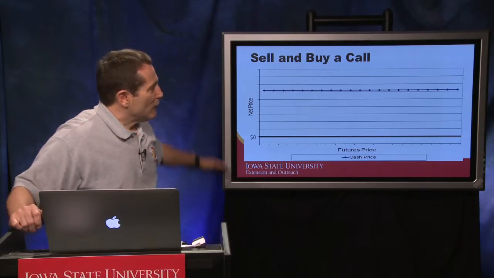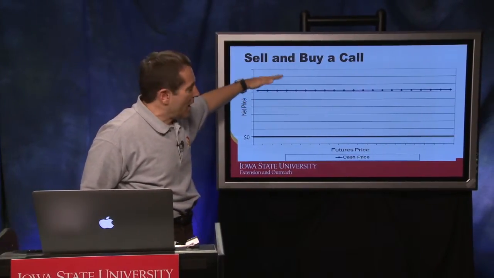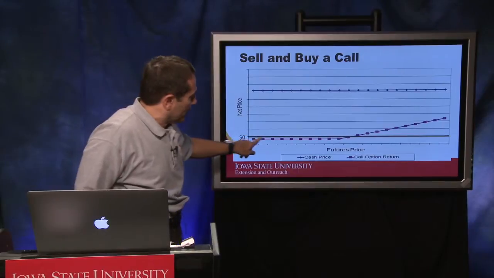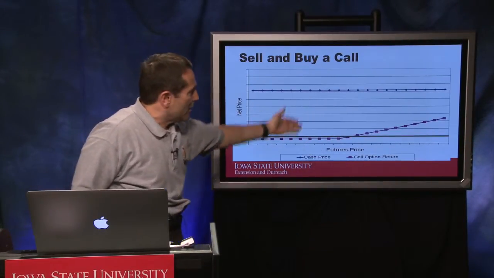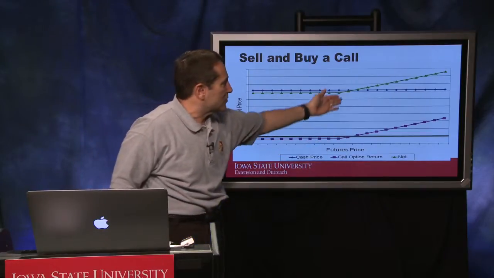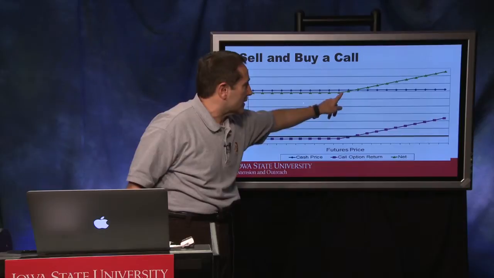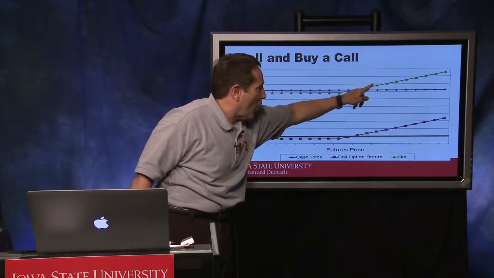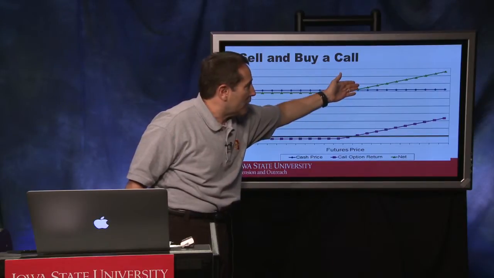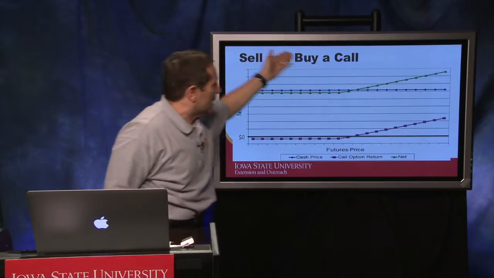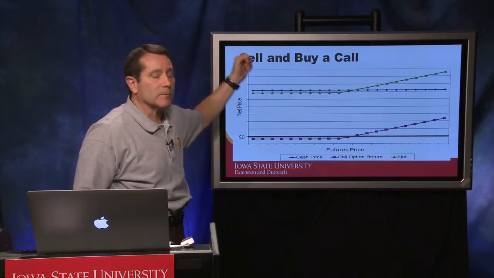Again, we've sold the cash. We're then buying a call option. We're paying a premium and a commission, and we benefit should futures prices rise above the strike price and that call option is in the money. We've benefited from higher futures prices even after we've made the sale of the cash bushels.